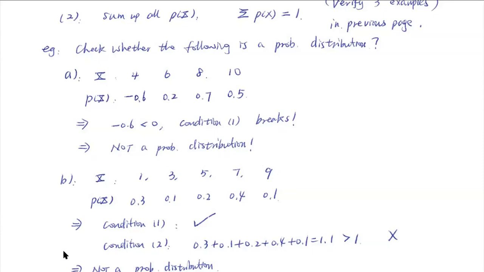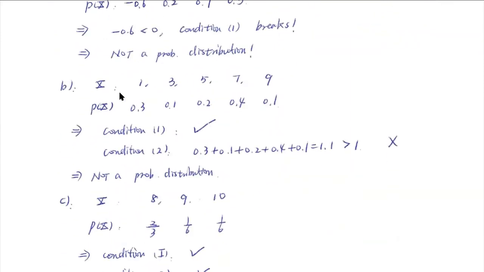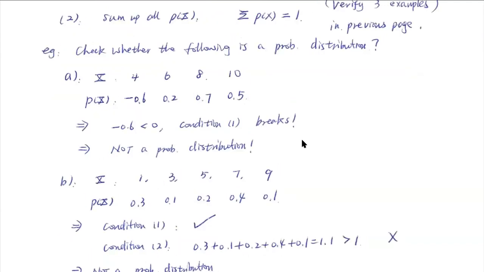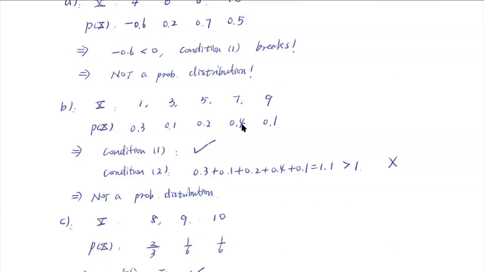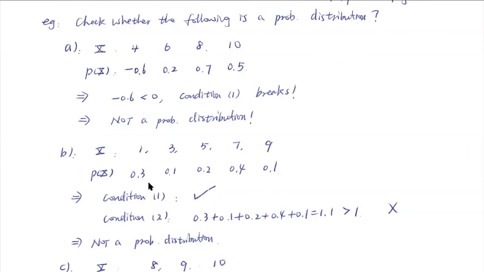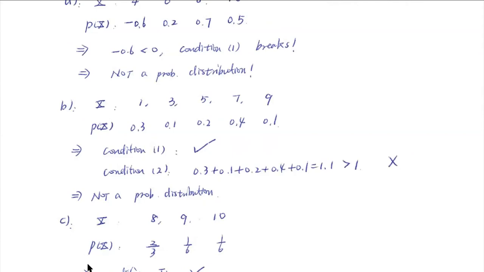Follow me? Second example. If we have this table here, given X: 1, 3, 5, 7, 9, and the corresponding probabilities here, we have to check those 2 conditions. Number 1, all the probabilities between 0 and 1. Let's check out. So 0.3, 0.1, 0.2, 0.4, 0.1, all between 0 and 1. Good. Condition number 1 satisfied. Check condition number 2: when we add all those probabilities together, it should be equal to 1. Let's check out. 0.3 plus 0.1 plus 0.2 plus 0.4 plus 0.1. Add them together, everybody.